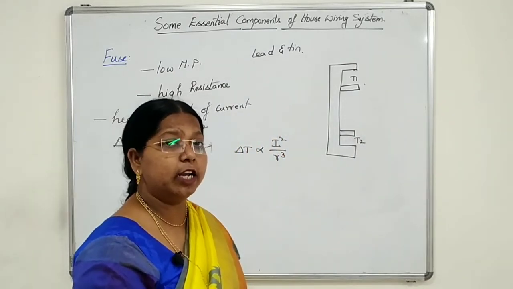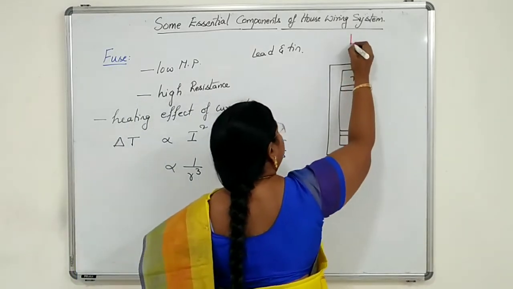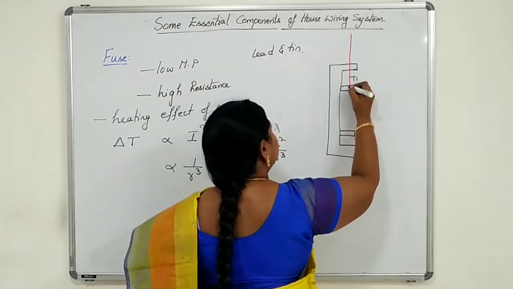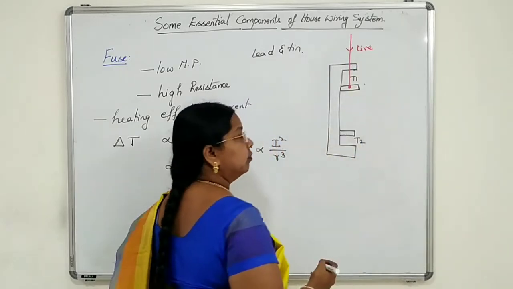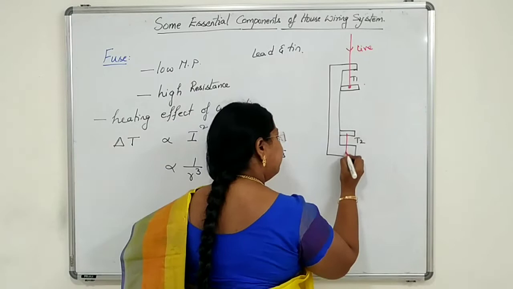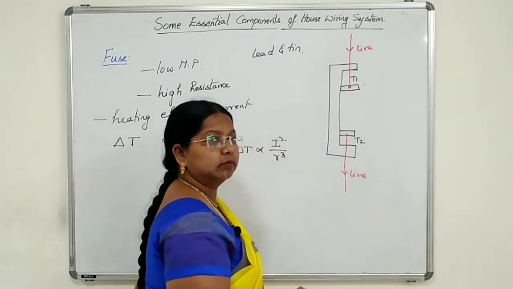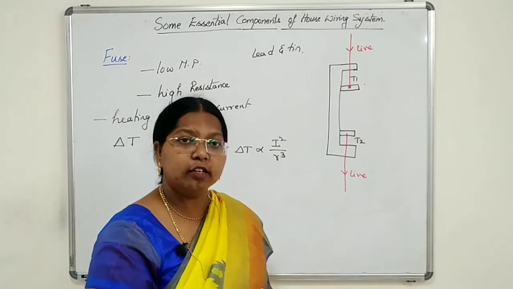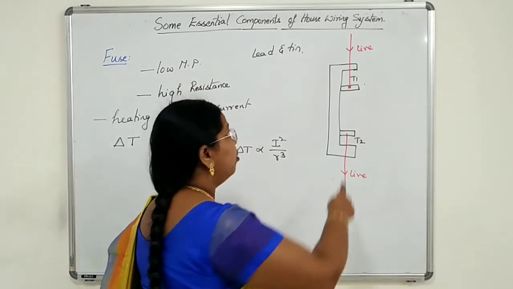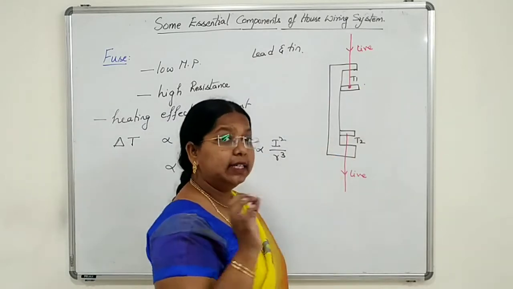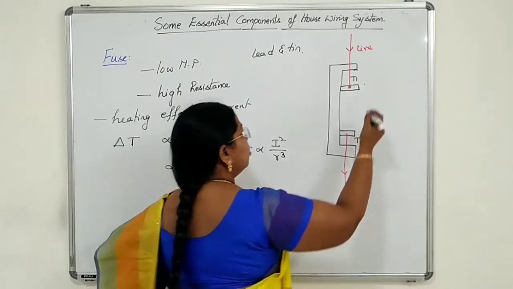For T1, the live wire coming from the pole is connected. And for T2, the live wire which is going into the household is connected. Now there is no connection between T1 and T2. Current cannot flow now until and unless we keep the plug in the socket.